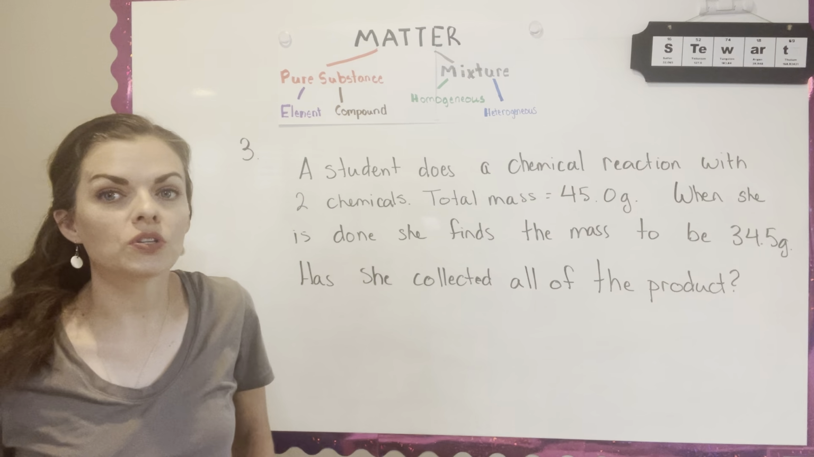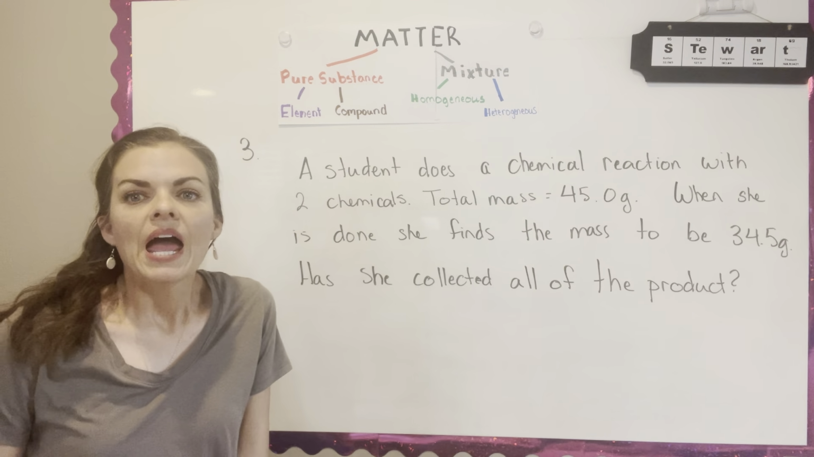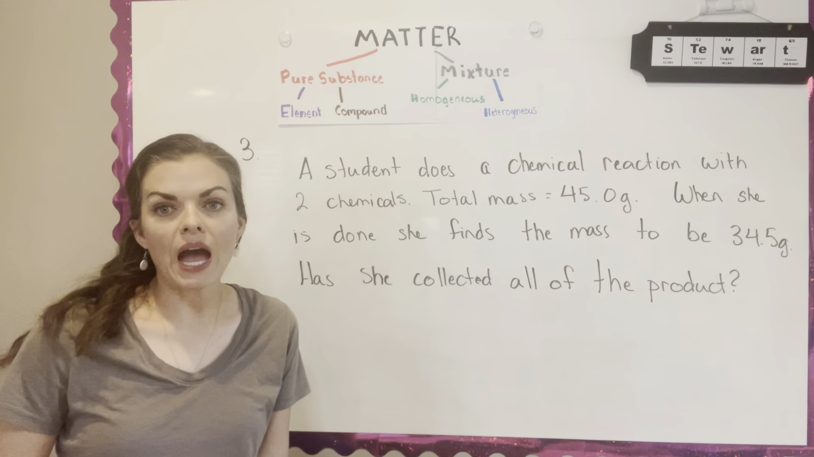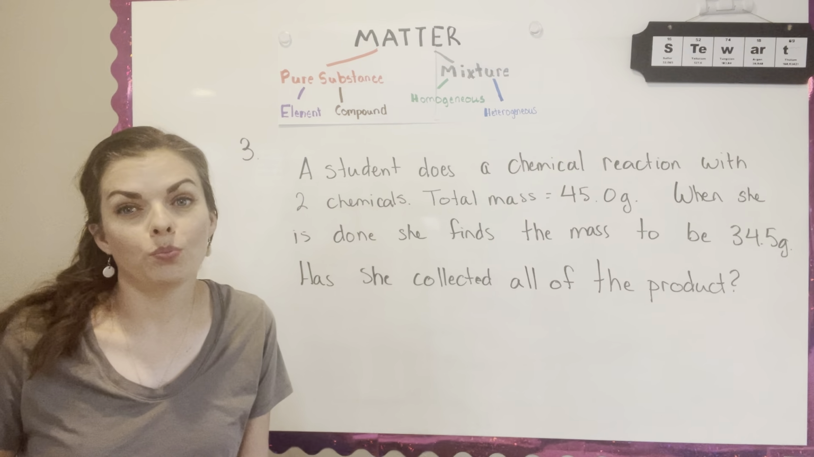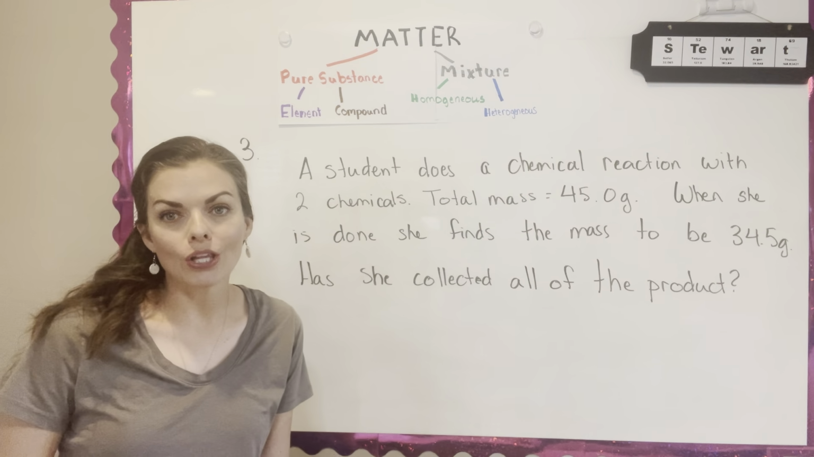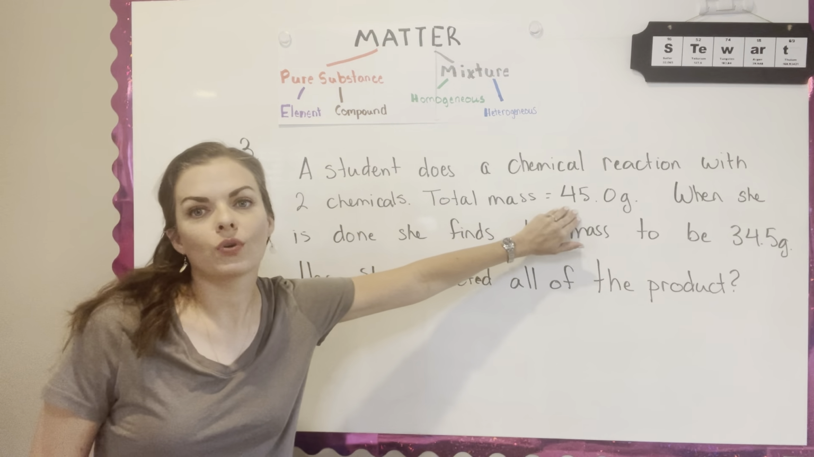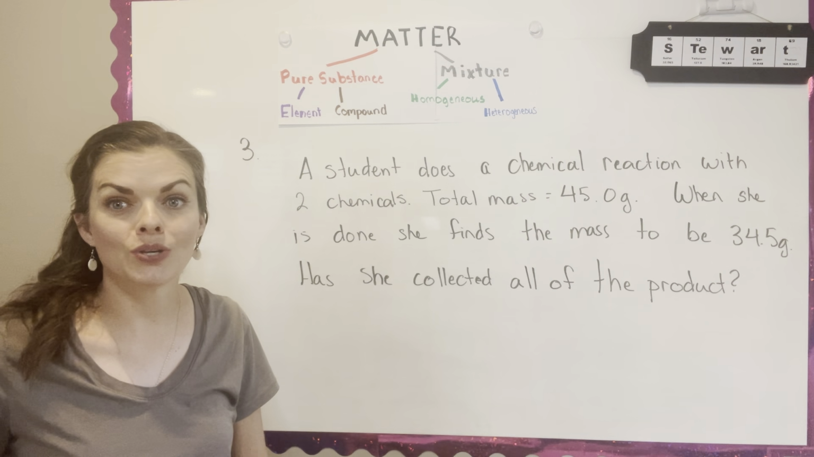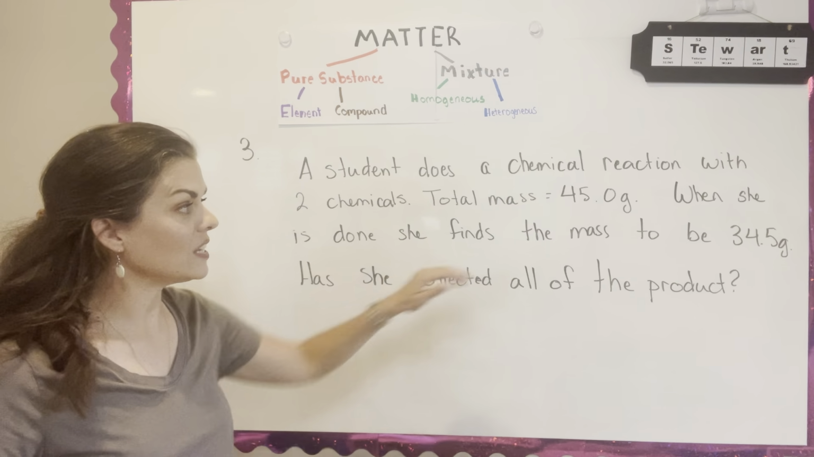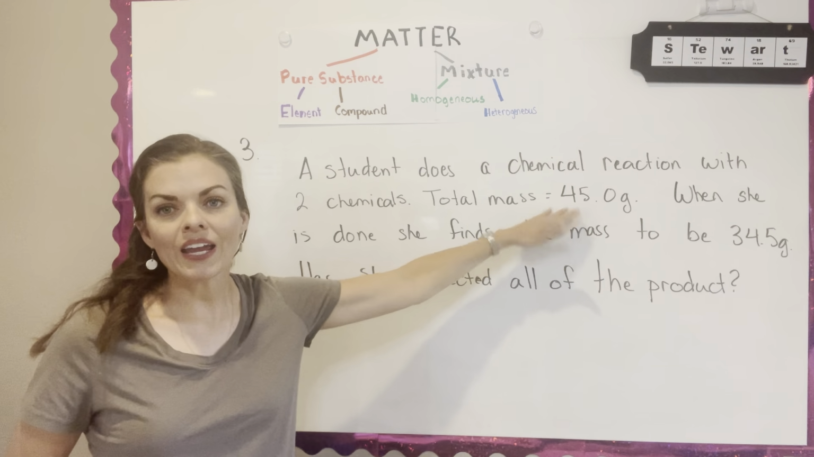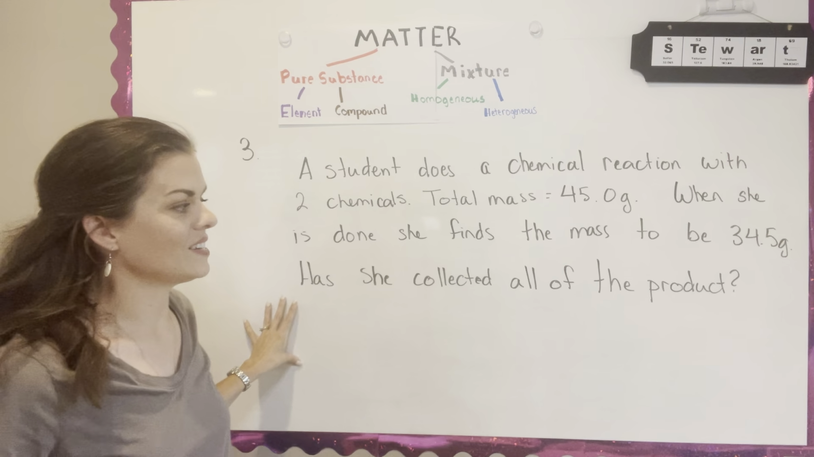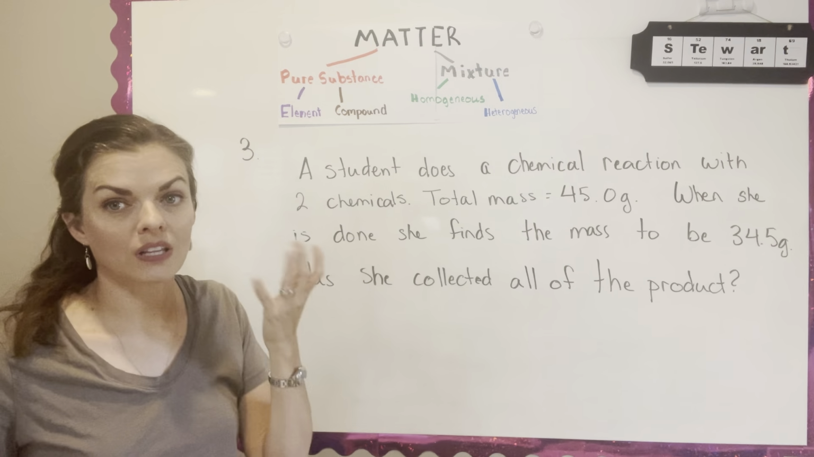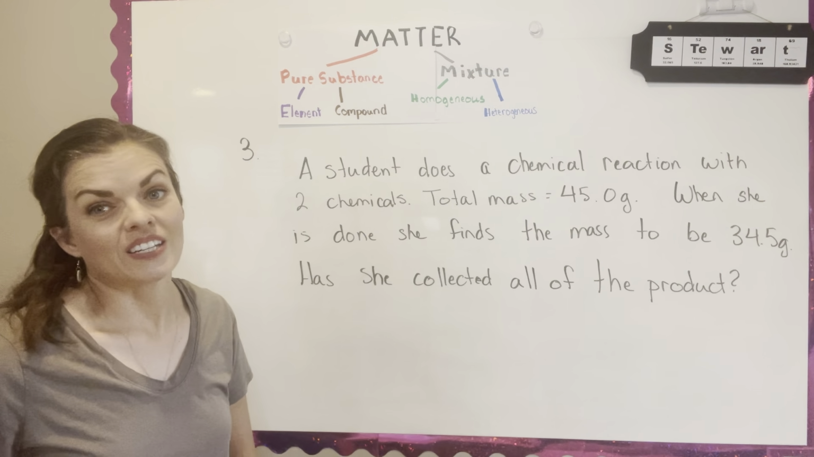Question 3 tells me a student's doing a chemical reaction with 2 different chemicals, and these 2 chemicals have a total mass starting out of 45 grams. When she's done with the reaction, she finds the mass to be 34.5 grams. Has she collected all of the product? Well, if I start off with 45 grams and I end with 34.5, the law of conservation of mass tells me that mass cannot be created nor destroyed. So if I start with 45 grams, I have to end with 45 grams. And so she has not collected all of the product. Some of it could have escaped as a gas and not have been collected, but it was there. She just didn't collect it all.